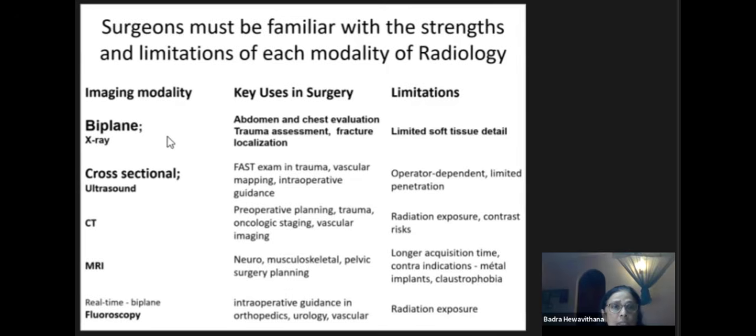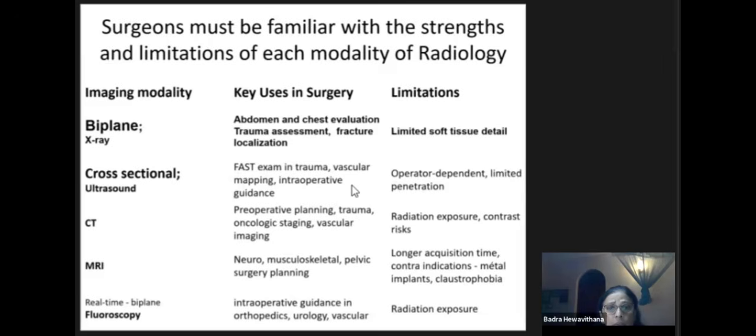So I have given in this table the imaging modalities. First is good old biplane imaging, where you get X-rays. That is what I'm going to talk to you about, mainly for chest evaluation, abdomen evaluation, trauma assessment and fracture localization. But be aware of the limited soft tissue detail. And of course, you have cross-sectional ultrasound, especially used in the FAST exam in trauma, vascular mapping, intraoperative guidance, and then CT and MRI.